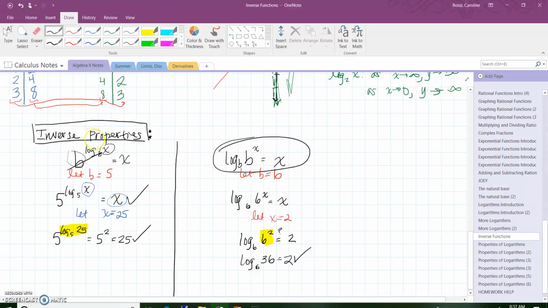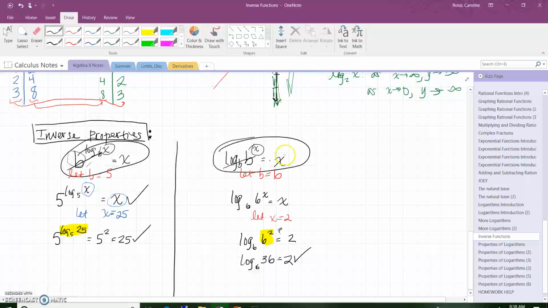So both of these, hopefully now that you saw that, it makes a little more sense. Just like on this one here, the canceling, we have canceling here. If I have log base b and the same base b to the x, they cancel, leaving you with x. And the x is no longer an exponent.